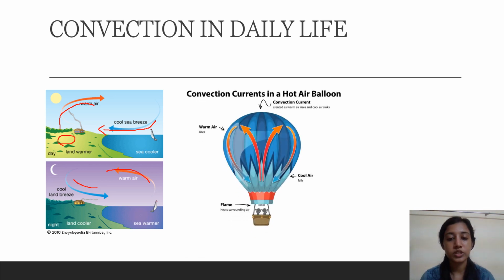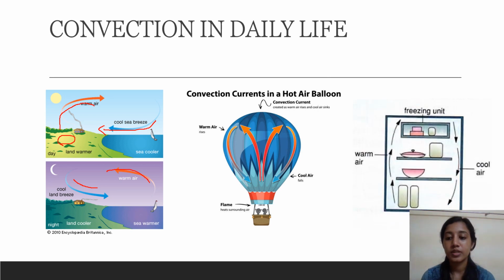Another example of convection in daily life is convection currents in a hot air balloon. You have seen hot air balloons which fly up to the sky, right? So here also the same principle applies. Even in the case of refrigerators, you all have refrigerators at home, right? So here also the process of convection takes place. The cold air from the freezing unit will go down, while the warm air at the bottom will rise up to the freezing unit. So this also is a part of convection.